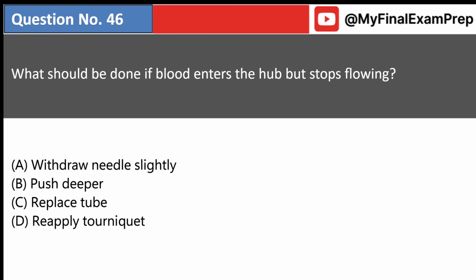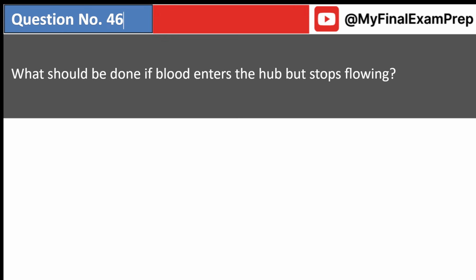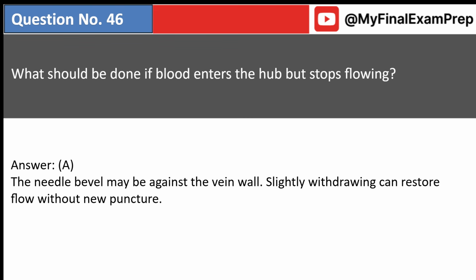What should be done if blood enters the hub but stops flowing? A. Withdraw needle slightly. B. Push deeper. C. Replace tube. D. Reapply tourniquet. Answer: A. The needle bevel may be against the vein wall. Slightly withdrawing can restore flow without new puncture.